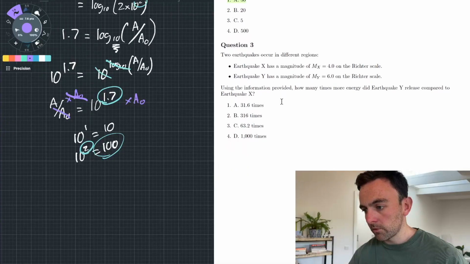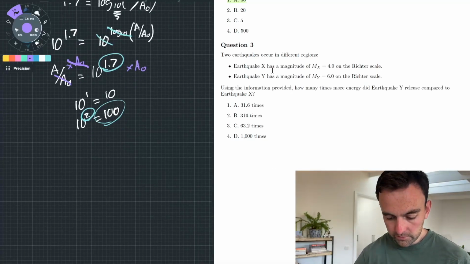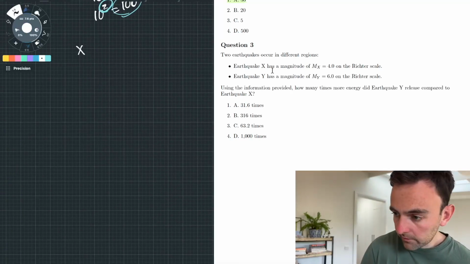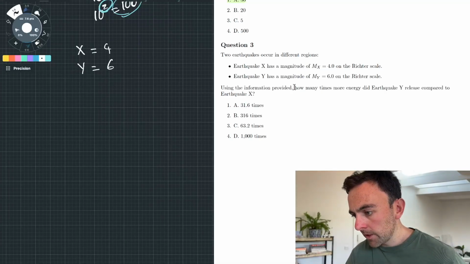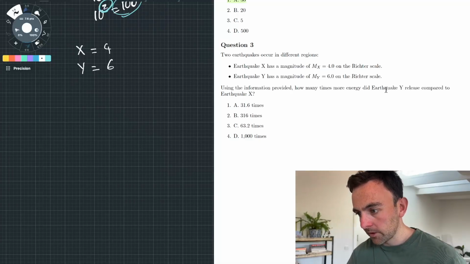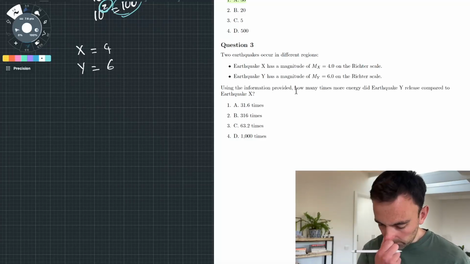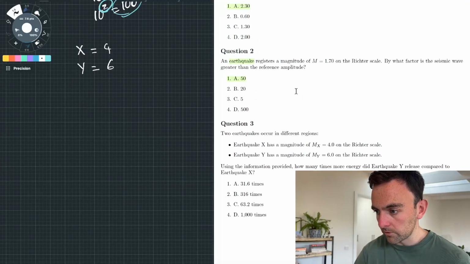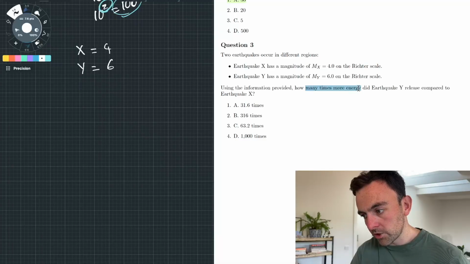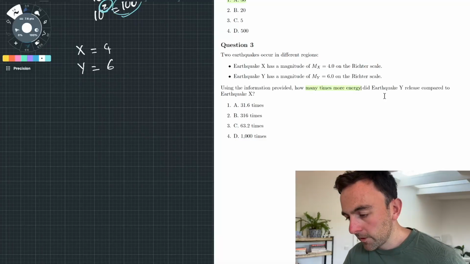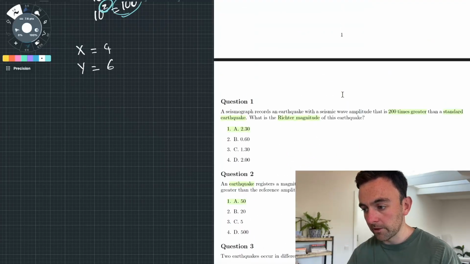Now, if we move on to question 3, it's saying that 2 earthquakes occur in different regions. Earthquake X, so I'll go down a little bit. So X equals 4 on the Richter scale, Y equals 6. And it's saying how many times more energy did earthquake Y release compared to earthquake X? So first of all, now we need some more information. How many times more energy? I actually don't remember writing this one, but that's something that we need to go and understand.